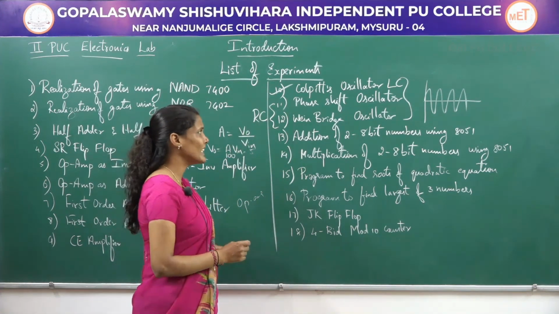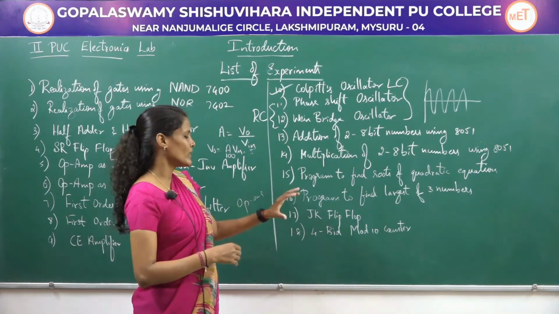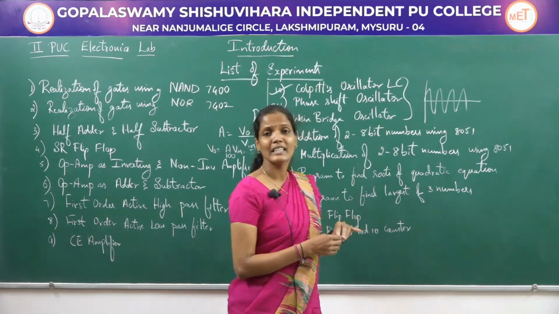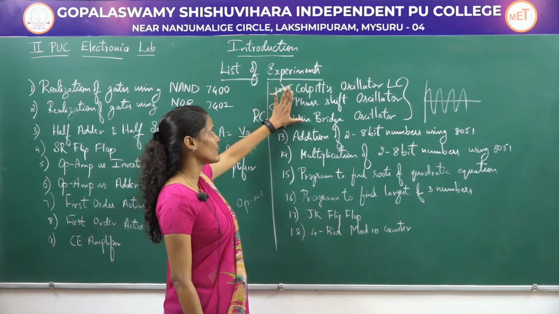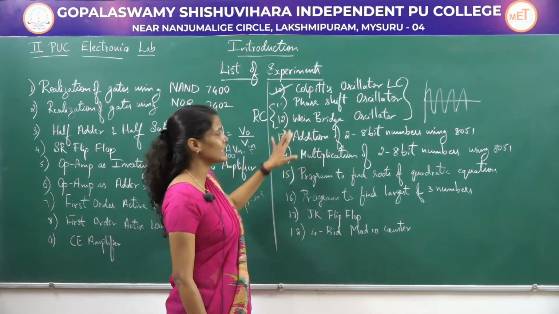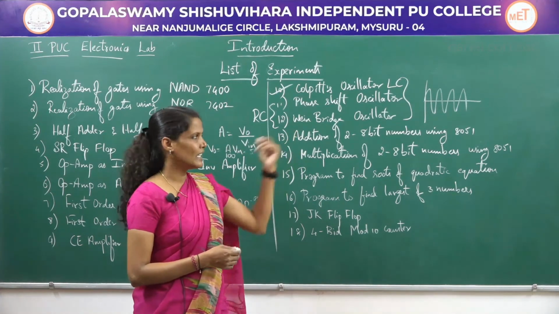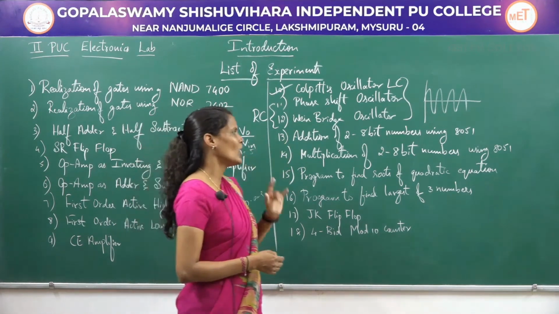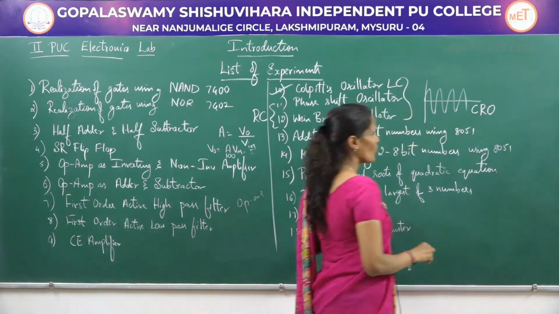So with the help of these three circuits, which are different types of circuits, we are going to generate the electrical oscillations. We are going to conduct the experiment on the Colpitts oscillator, phase shift oscillator and Wien bridge oscillator to generate the electrical oscillations, and the output will be seen with the help of a CRO.